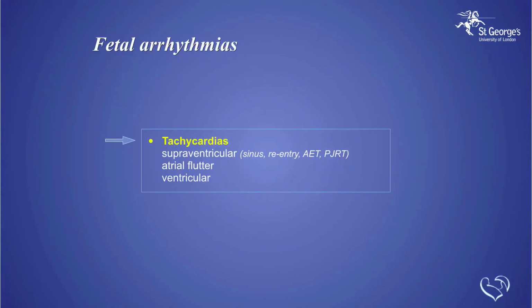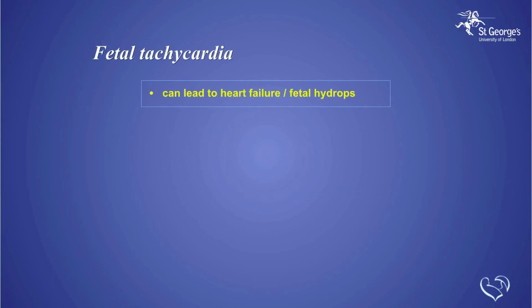So we have different types of tachycardia. Supraventricular, although atrial flutter is supraventricular as well, most of the time when you're talking about supraventricular, you're talking about others that are not atrial flutter. And there are different types: sinus tachycardia, re-entry tachycardia, ectopic tachycardia, and permanent junctional reciprocating tachycardia. So SVT, atrial flutter, and ventricular tachycardia. So there are the three main groups. It's important to know, and I think you all know, it can lead to heart failure.